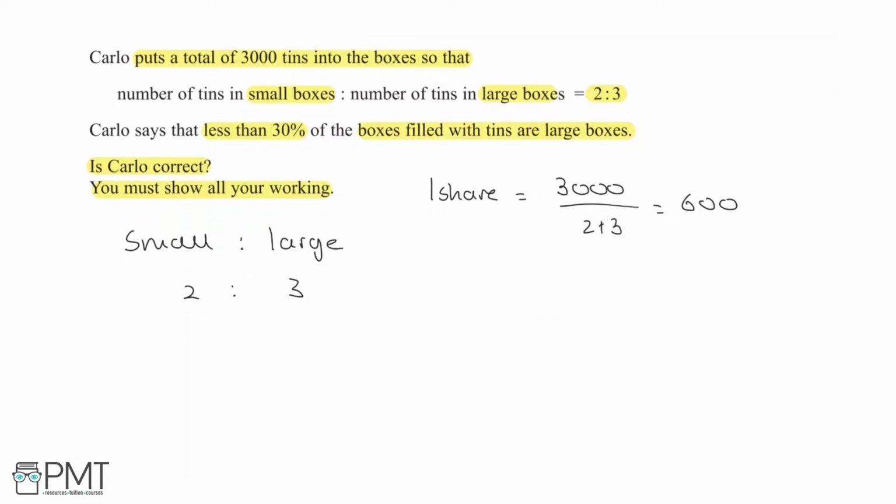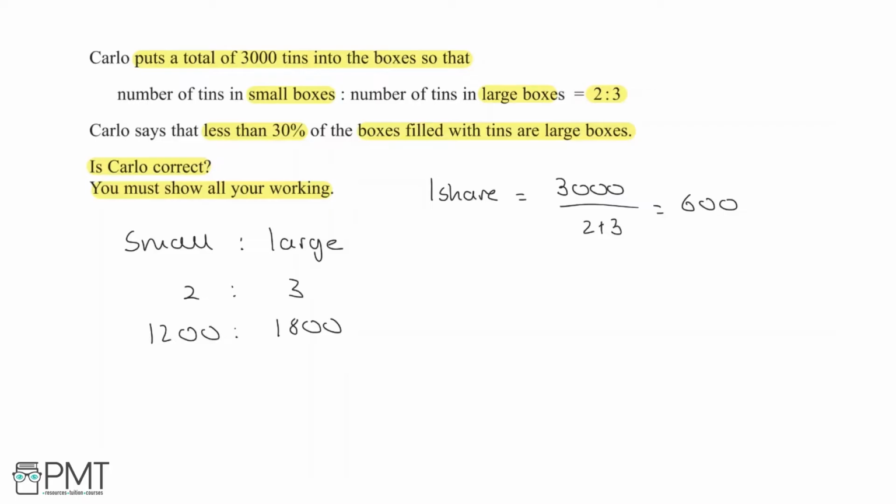Now we multiply each of these numbers by 600 to get 1,200 on this side to 1,800 on that side. So what we did was we said that in the ratio 2 to 3, there's 5 shares altogether. These 5 shares correspond to these 3,000 tens. So 1 share is 3,000 over 5 to get 600. Now we know how many tens were packaged into each box. We know 1,200 tens were packaged into small and 1,800 were packaged into large.